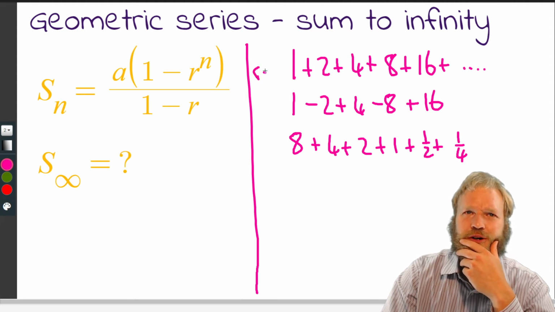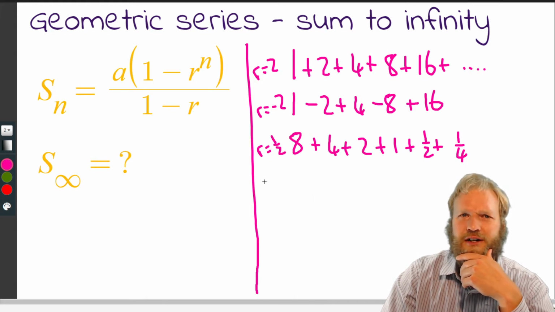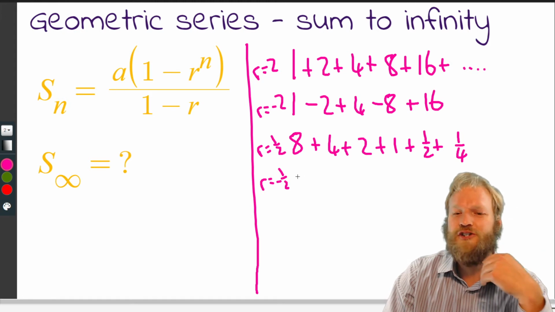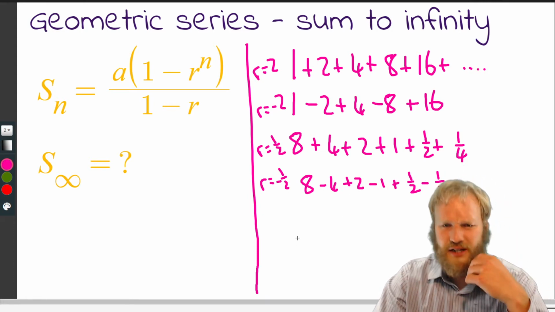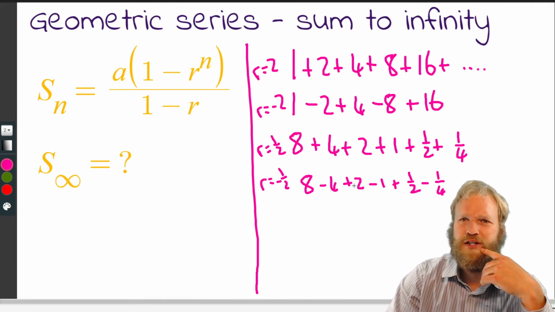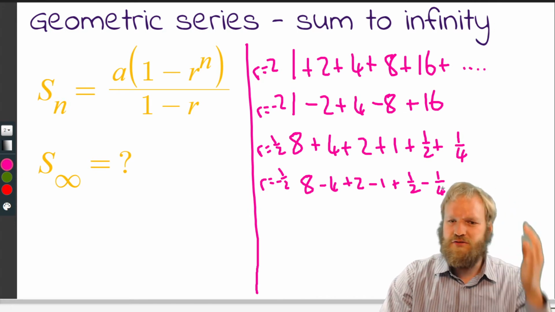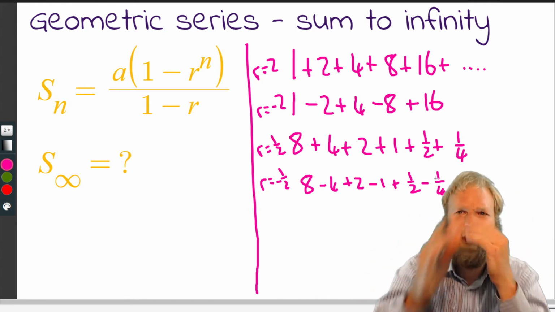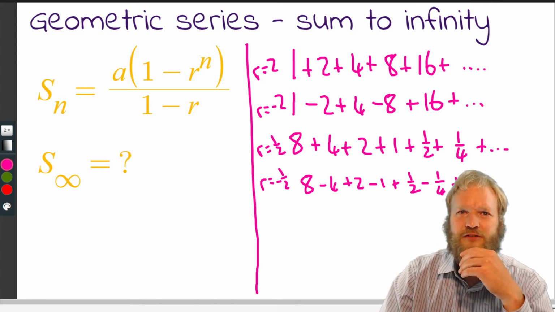Our ratio for this one was 2. Our ratio for this one was -2, but our ratio for this one is a half. And just to be complete, if we had a ratio of -1/2, and we had 8 minus 4 plus 2 minus 1 plus a half minus a quarter, that also has the same kind of feeling. 8 minus 4 is 4, plus 2 is 6, minus 1 is 5, plus a half is 5.5, 5 and a quarter. It also feels like it's getting closer to a number. It's converging.